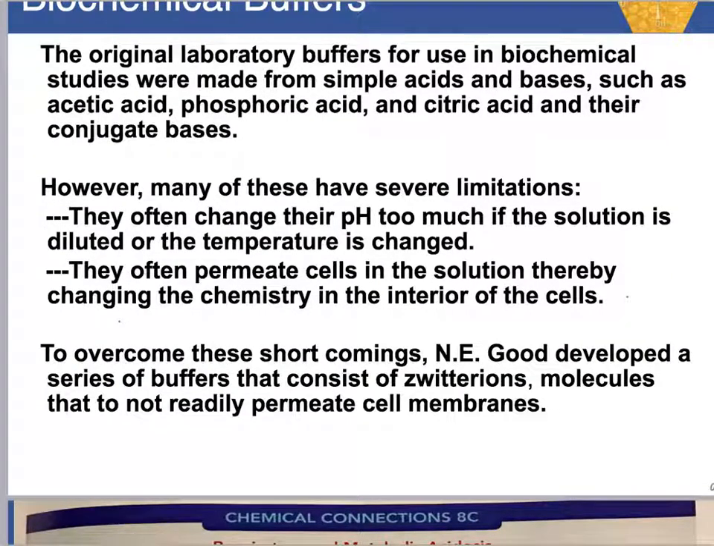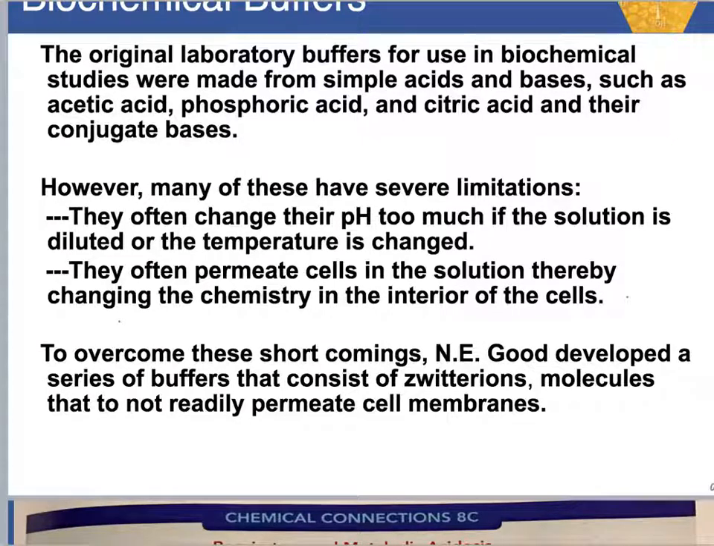So we're going to end with a little bit of history. The original laboratory buffers for use in biochemical studies were made from simple acids and bases, some household items such as acetic acid, which is vinegar, phosphoric acid, citric acid, which is your vitamin C, and their conjugate bases. However, they found over time many of them had limitations, such as their pH changed too much if the solution was diluted or if the temperature was changed. And they could also permeate cells in the solution and then it changes the chemistry in the interior of the cells.